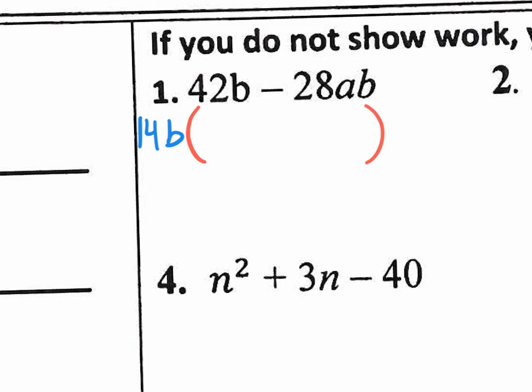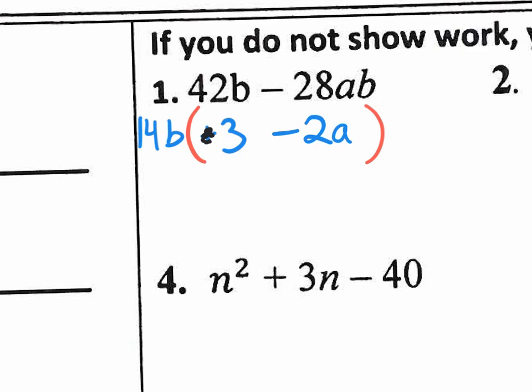And then we think 14 times what will get us 42? Well, that'll be 14 times positive 3. And then 14 times what will get us a negative 28? That's a negative 2. And of course, we need an a also. So you don't even need the plus in front of the 3. So why 14? Because 14 is the greatest. 7 works, but 14 is greater.